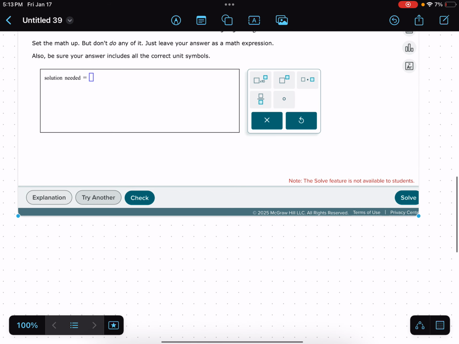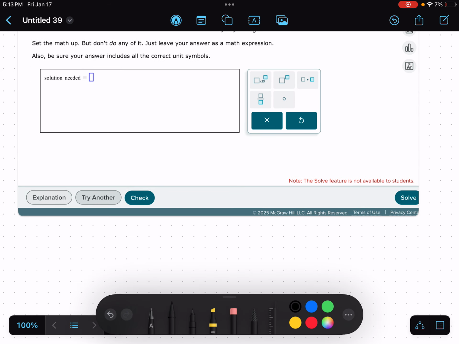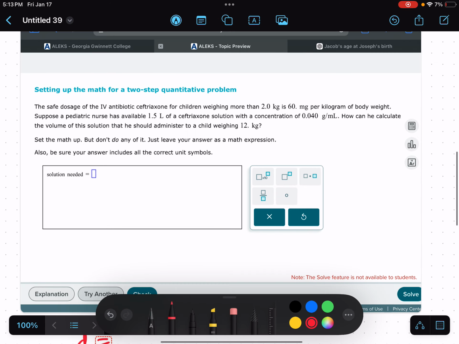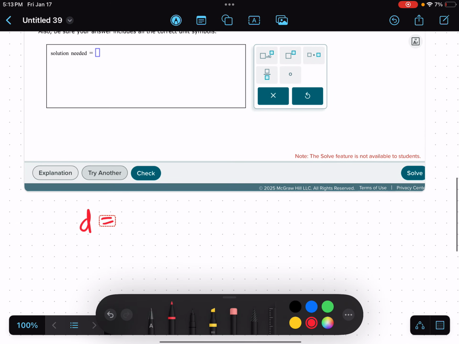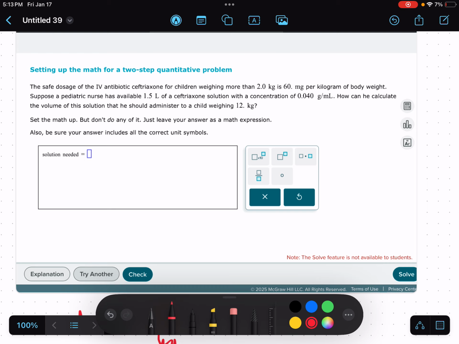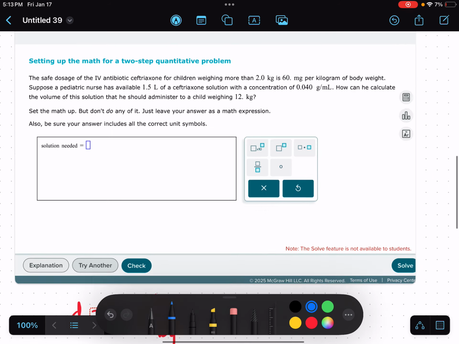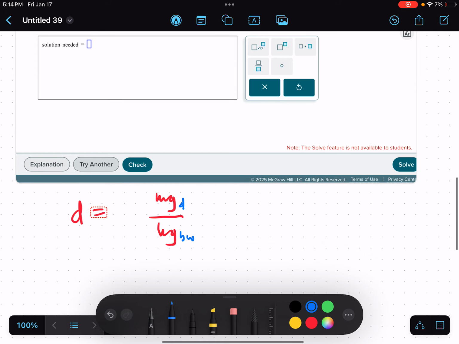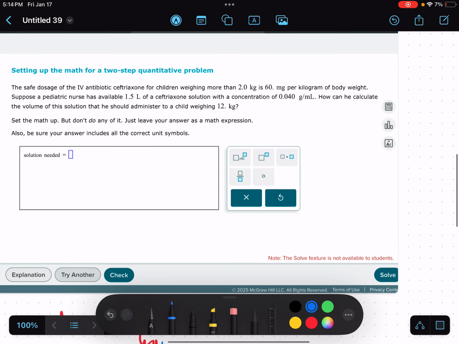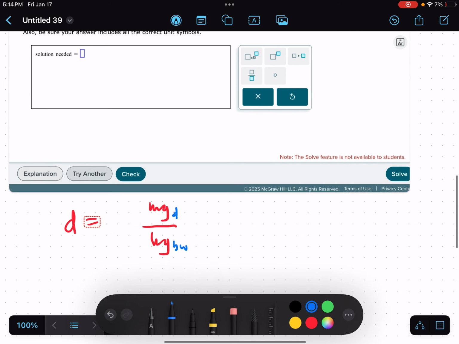So I don't know what to call this in terms of variables. So I'm just going to say dosage is equal to, and it's milligrams per kilogram. Now I'm going to get these mixed up if I'm not careful. It's milligram of drug per kilogram of body weight. So can I put BW? I know it's ugly, but let's do that. All right, milligram per kilogram of body weight.